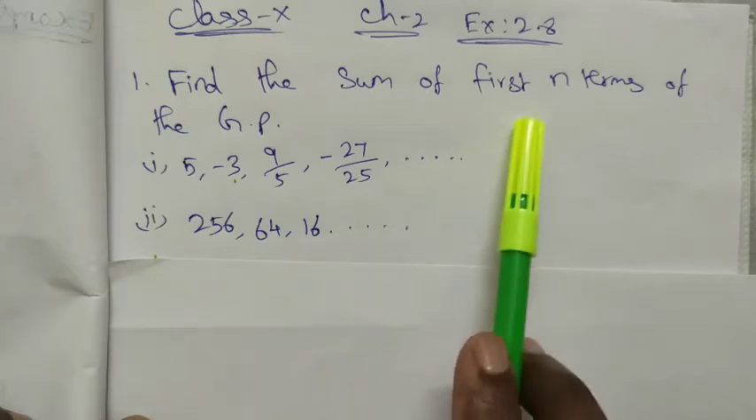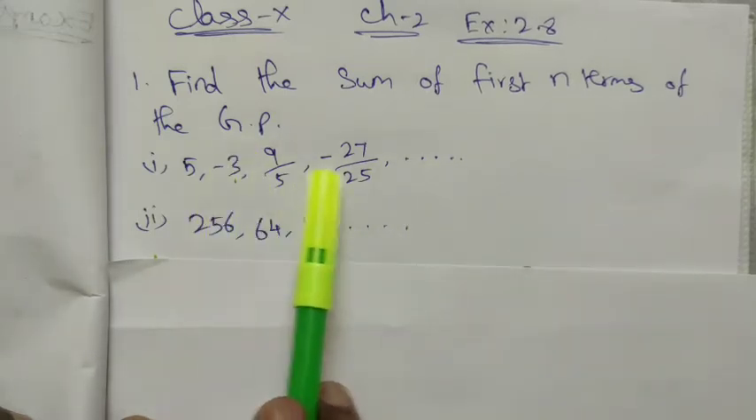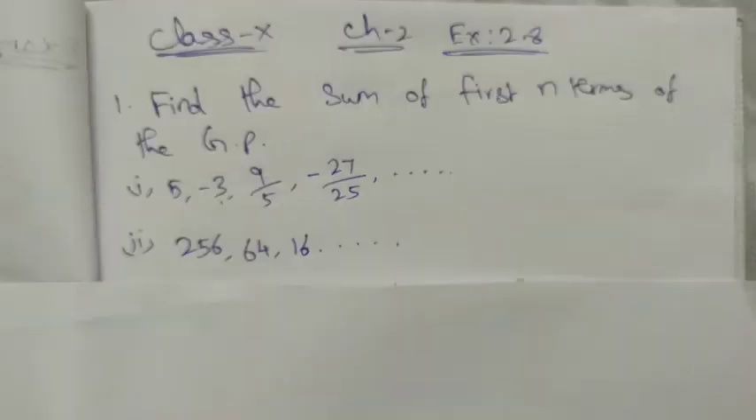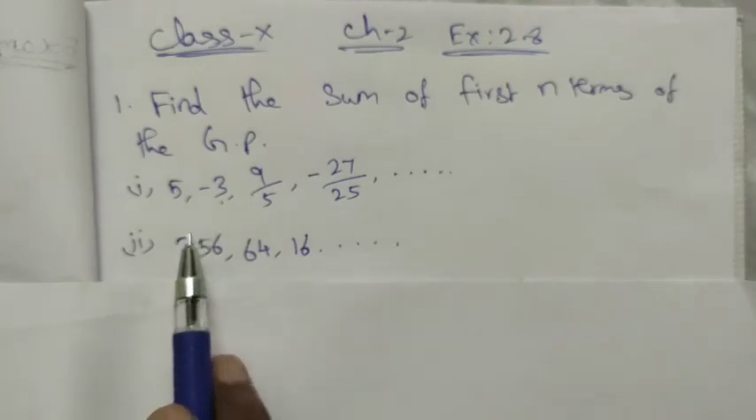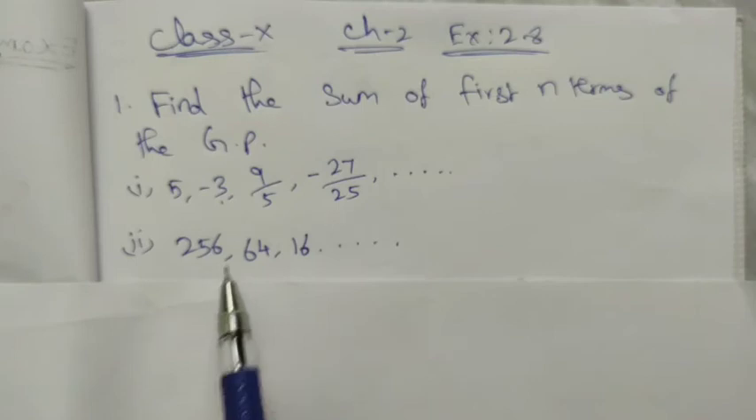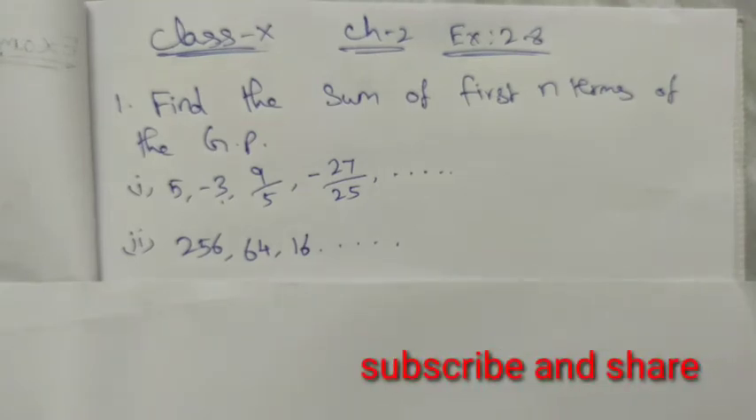Find the sum of first n terms of the GP. The given is a GP sequence. We want to find the sum of n terms, that is Sn. Let's see one by one. The first Roman number is given as 5, minus 3, 9 by 5, minus 27 by 5. And the second Roman number is 256, 64 and 16.